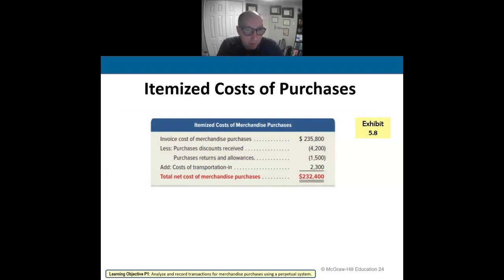Here's an itemized cost. Purchases minus any discounts, minus any returns, plus cost of transportation equals the total cost of merchandise purchases. So purchases minus discounts minus returns plus the cost of getting it to you. That's your total cost of purchases.